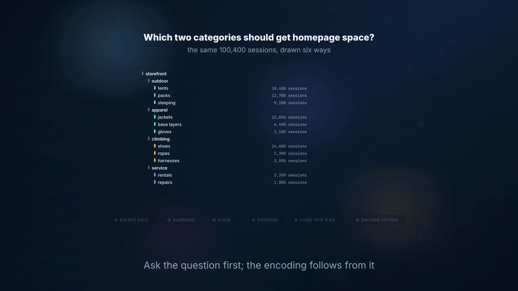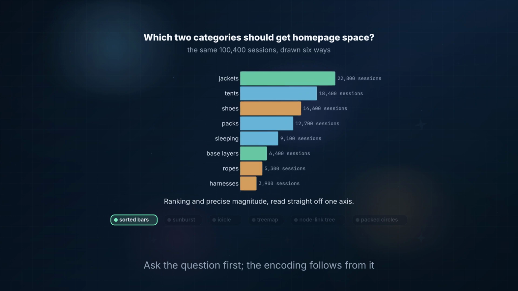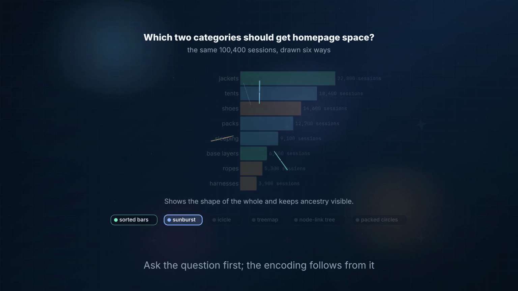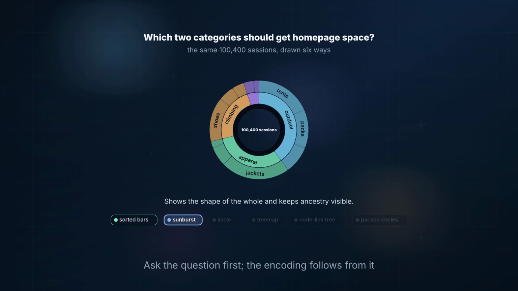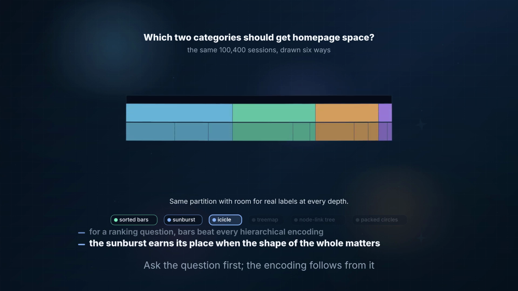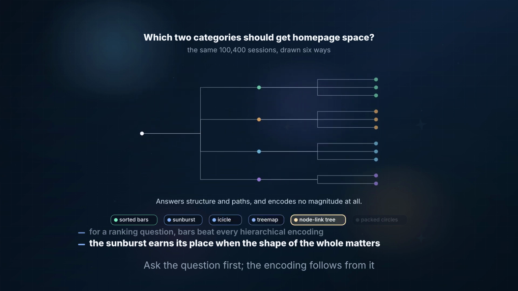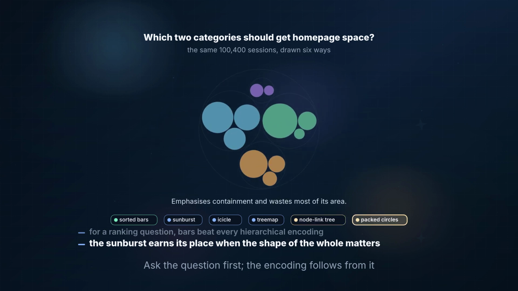Take your data, write the exact question, and draw it 6 ways. 1 tree, 1 question. Which 2 categories get homepage space? Sorted bars win outright because ranking wants one shared axis. The sunburst is second and earns it by showing the shape of the whole while keeping ancestry visible. The icicle is the same partition with room for labels. The tree map uses its rectangle fully. The tree and the packed circles answer structure and containment instead.